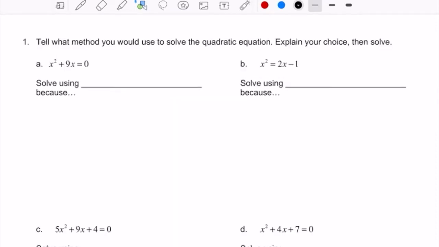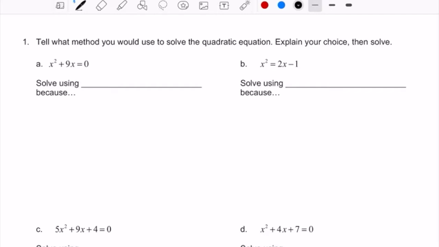Moving on to the second part of today's notes, we have 6 quadratic equations, and our goal here is to describe which method we would use to solve each quadratic equation, explain why that's the best method to use, and then solve. So looking at example A, we see that it has a b term. That means we know we cannot solve it by the square root method.